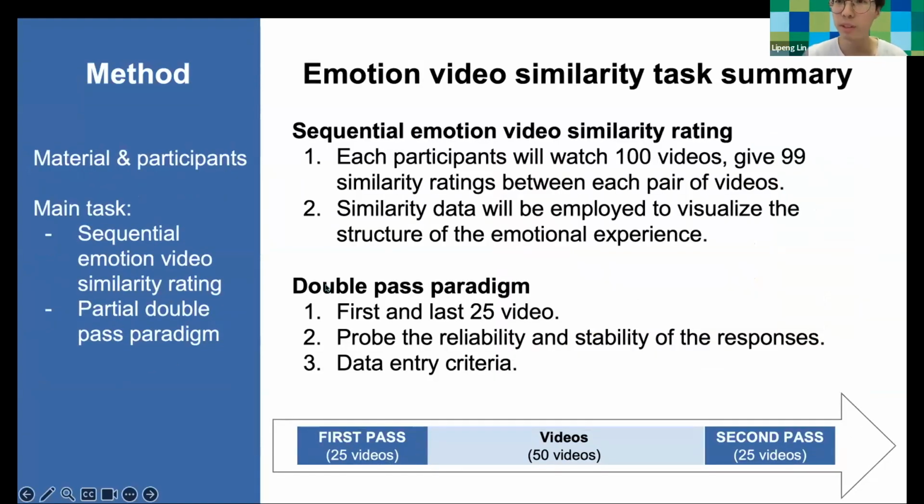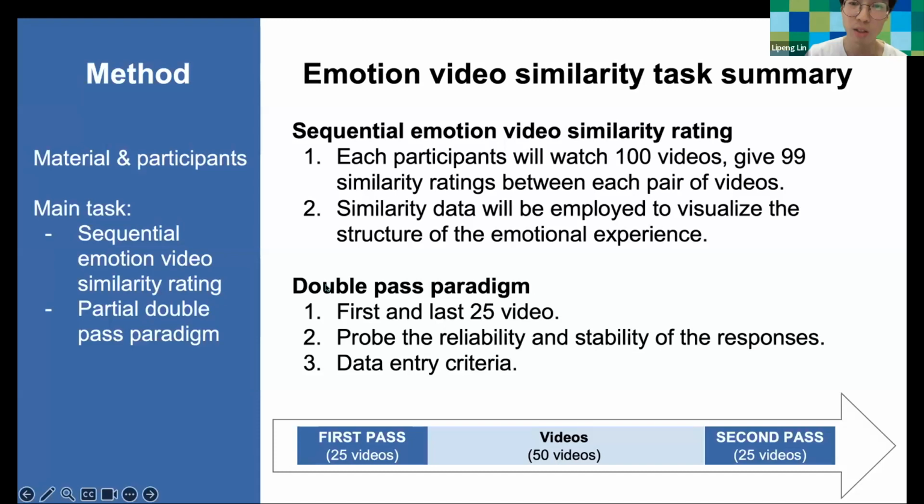Okay, let's briefly summarize the method part. First, I introduced the stimulus we use: 75 videos that can elicit a wide range of emotion experience. Then I talked about the sequential video similarity task. Participants were asked to compare their feelings about videos pairwise. Finally, I introduced the double pass paradigm, which is an experiment designed to test the reliability of the response. And so far, we have collected data from 224 participants.